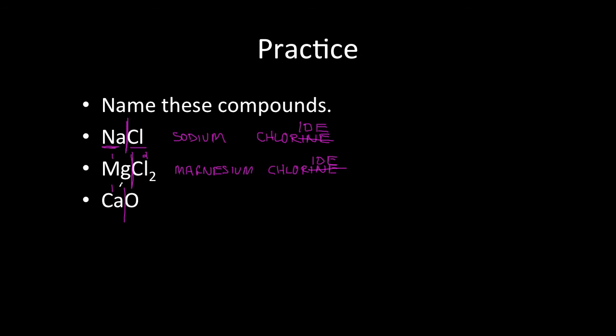Divide the binary ionic compound in two. This is a metal. Calcium is a metal. Its name from the periodic table is calcium. And then oxygen is my nonmetal. And I replace the ending with IDE. And so this substance is called calcium oxide.